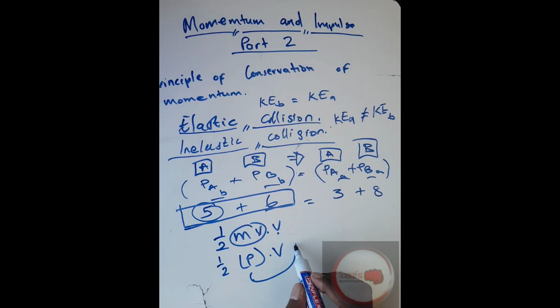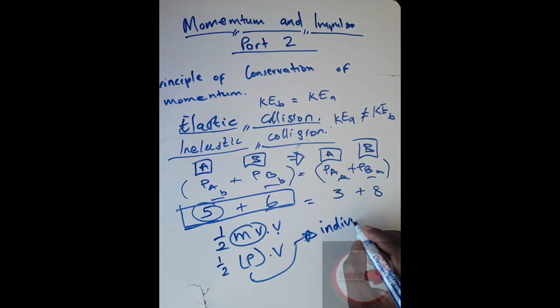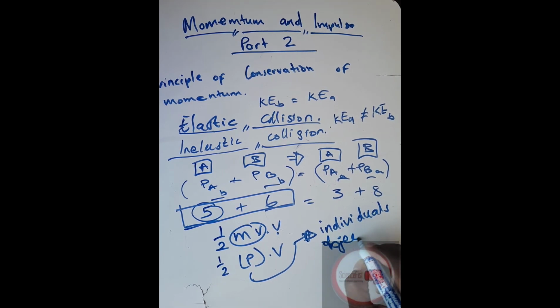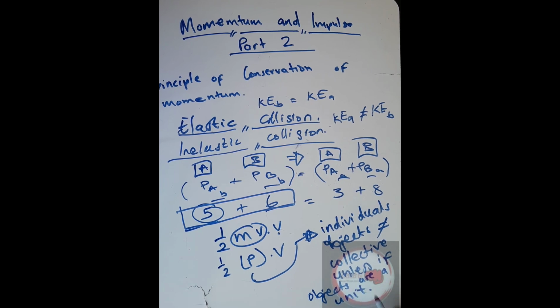So this p is for individual objects, not collective, unless the objects are a unit. Okay, that's the only exception.